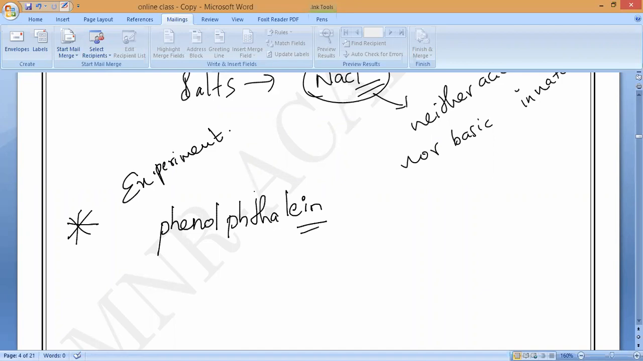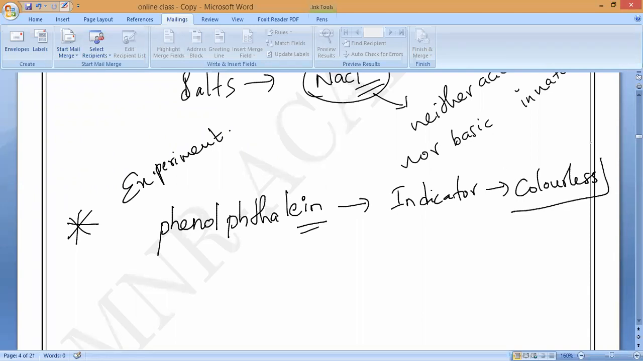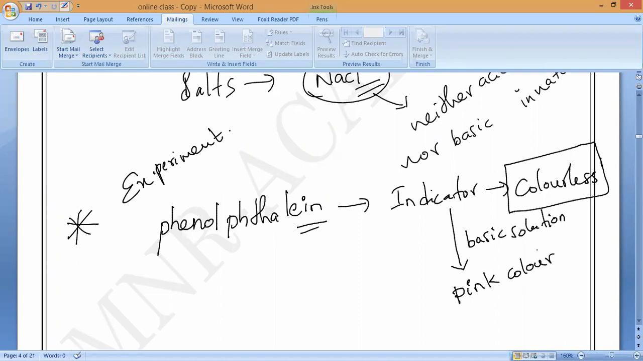Now, what we have to do here is use phenolphthalein solution. What is the color of the phenolphthalein basically? This is the indicator. I told you, it is colorless. So it is a colorless indicator. Now, if this phenolphthalein is added to a basic solution, what is the color of the solution? The indicator will give you which color? Pink color. That is what you have to remember.